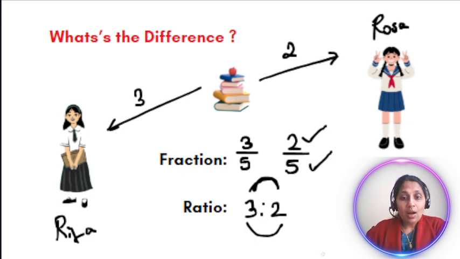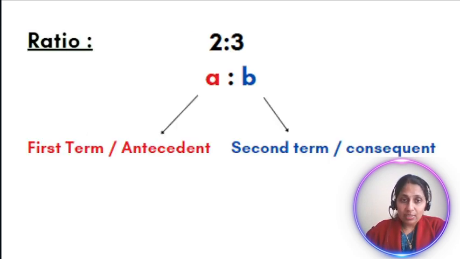Now let's see how a ratio is represented. We usually represent it in the form A:B, for example 2:3. In this, A is called the first term or antecedent, and the second term, B, is called the second term or consequent. These are the basic terms used to represent ratios.